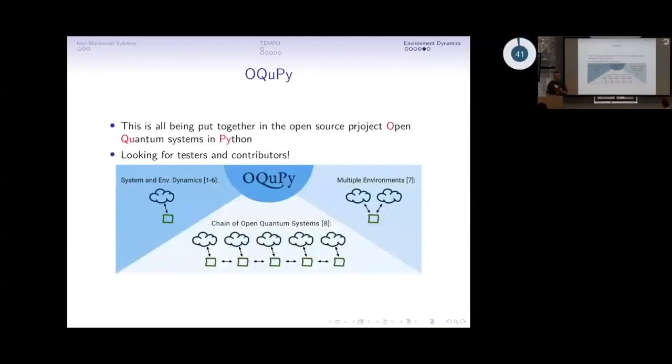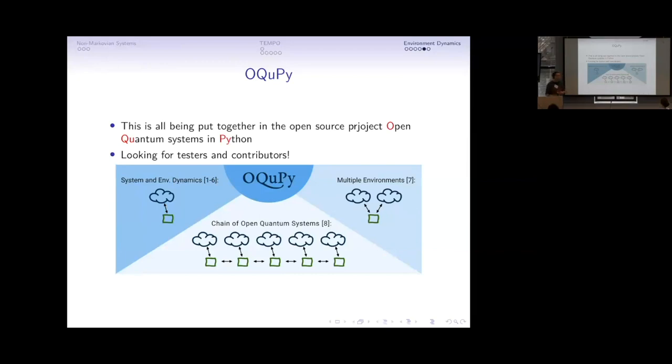Also, one thing to highlight is that all of this has been packaged by Gerald and others into a library, Open Quantum Systems in Python, or OQuPy, and this, I think Gerald will agree, is looking for people to test and people to contribute. If anybody has questions on that, talk to me or Gerald, and we can help.